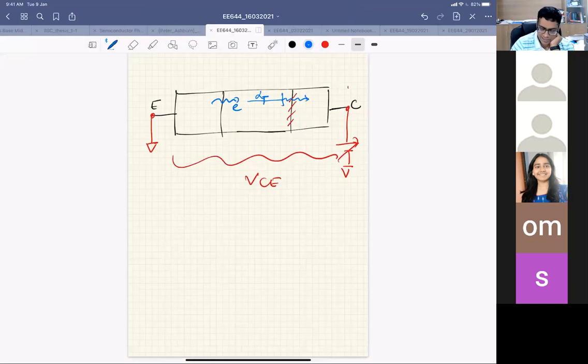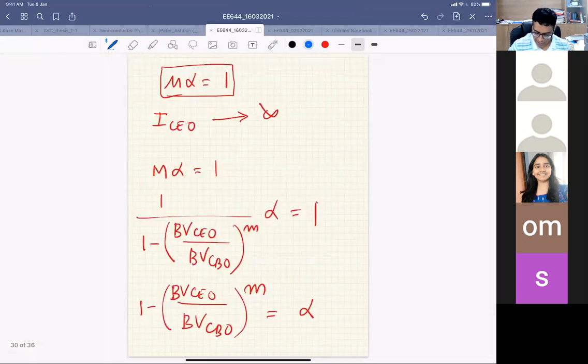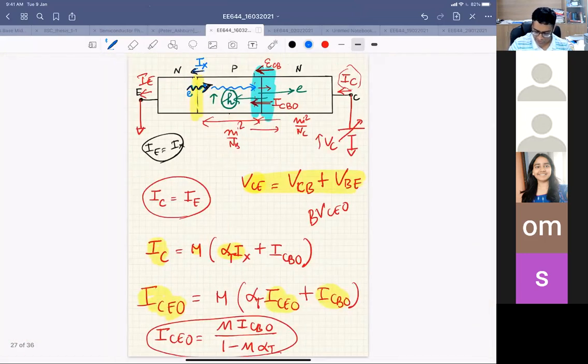At the same time, I also have minority holes from the collector to the base and minority electrons. These are the electrons coming from the EB junction, these are the minority electrons going from base to emitter, and these are the minority holes coming from collector to base. So these are the three components going through my collector-base junction. Is it clear? Yes, sir. That's the reason I wrote this.